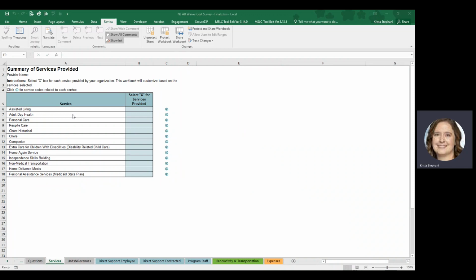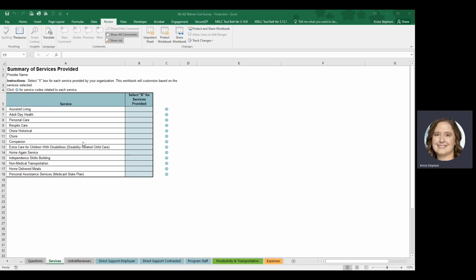This training module will provide you with assistance in completing the service-specific worksheet related to companion services. This worksheet is included in the Nebraska Department of Health and Human Services Aged and Disabled Cost Survey that's being used to assist them with conducting a rate study for these services.